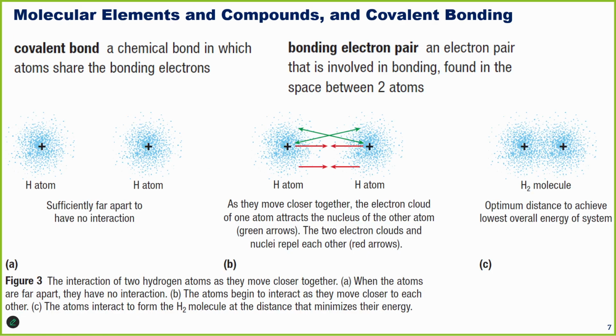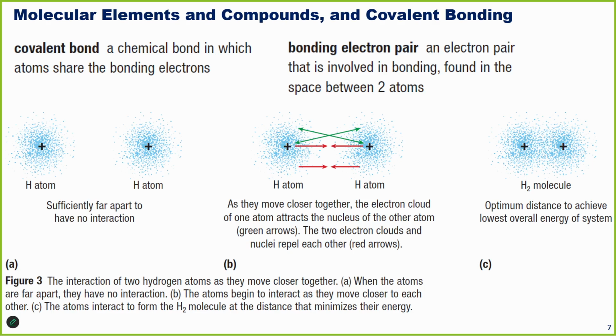Alright, next let's have a look at molecular elements and compounds and covalent bonding. This is another type of bonding we're going to have a look at in this lesson. When a metal and a non-metal react to form oppositely charged ions, an ionic bond develops. What kind of bond develops between two items that are similar or even identical?